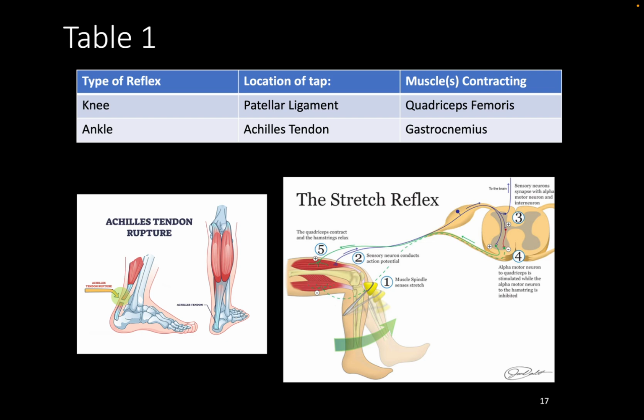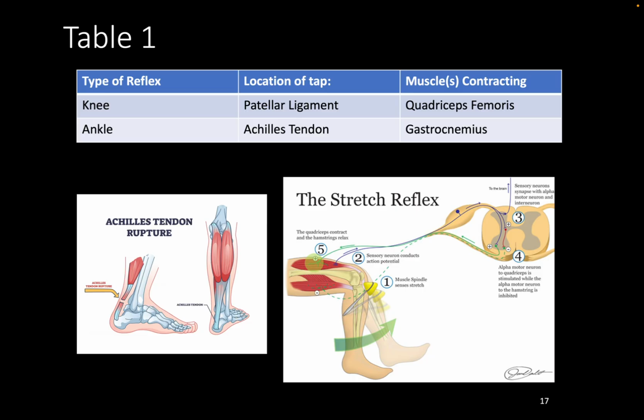What you guys need to know is this right here. The knee one, where you are tapping, is right below the kneecap. You're specifically hitting the patellar ligament. It is a ligament because it is bone to bone, bone patella, bone tibia, and the muscle that contracts as a result is your quads. But there's actually four muscles in your quads, the front of your thighs. I would like you to know one of them, which is quadriceps femoris.